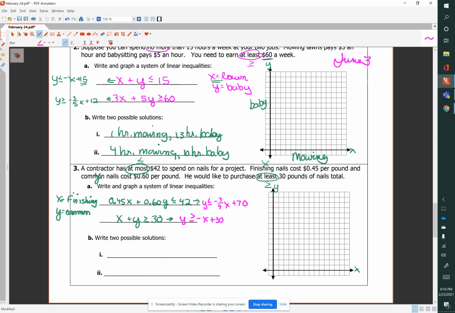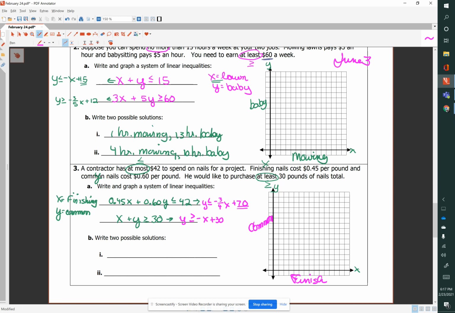Now, we've got some pretty big numbers here. So you either need to think about how you're going to plan out the intervals for your graph, or we'd have to reduce this somehow. And we really can't do that because it's as simplified as it can be. So we need to think carefully about this. The x-axis are the finishing nails. The y-axis are the common nails.